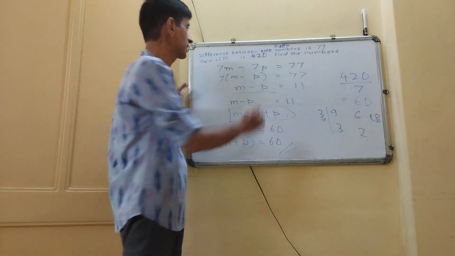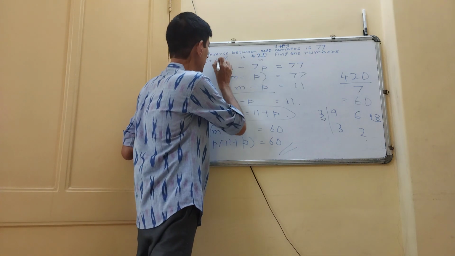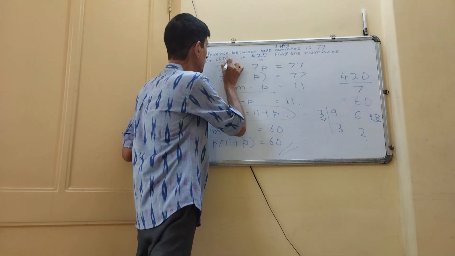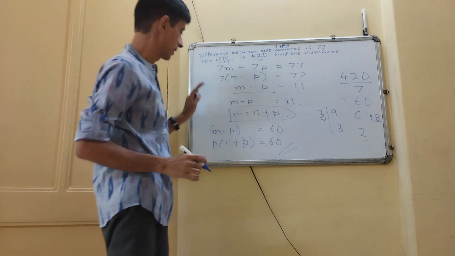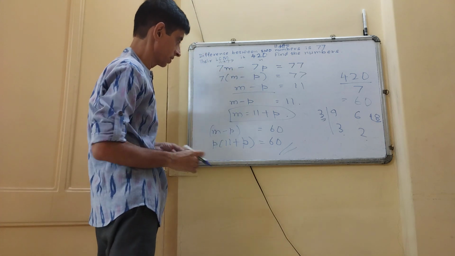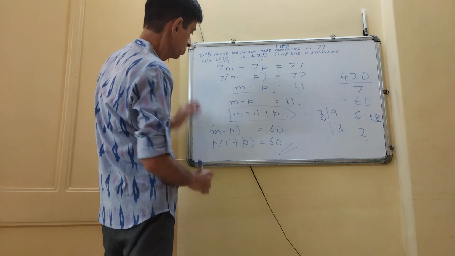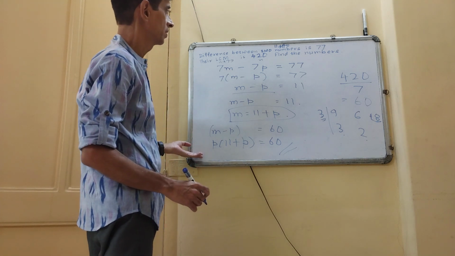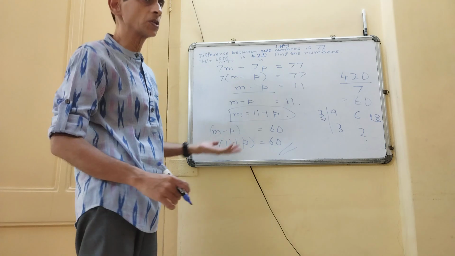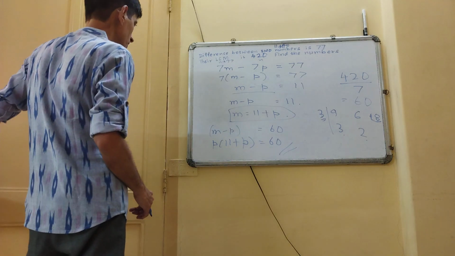The original numbers are actually like this, what we took: n and n plus 77. But that will make your calculation a bit longer, with more calculation to do. Now you can solve this equation. Those who want to copy down can pause the video and copy down.